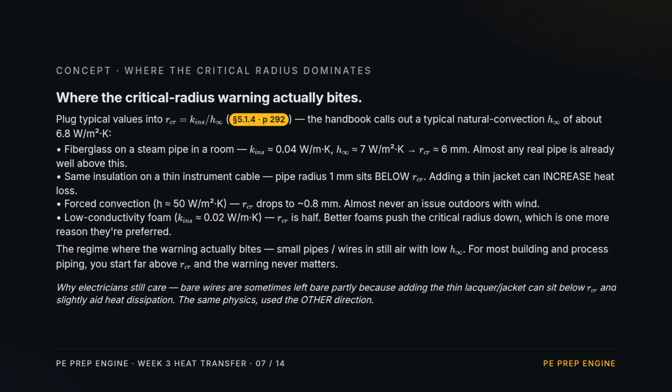It bites only for small geometries in still air, thin instrument cables, fine wires, capillary tubing, where the bare radius sits below R critical. Force the convection and h jumps an order of magnitude, pushing R critical toward a millimeter. Electricians sometimes leave fine wires bare for this reason. A thin jacket below R critical can actually help dissipate heat.